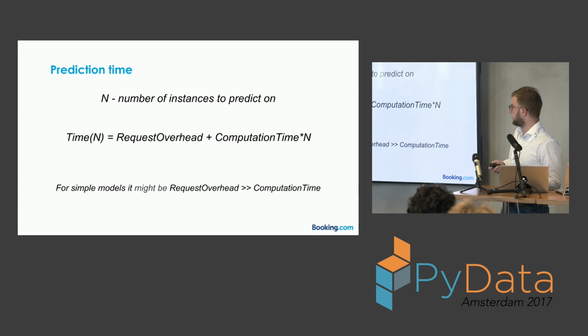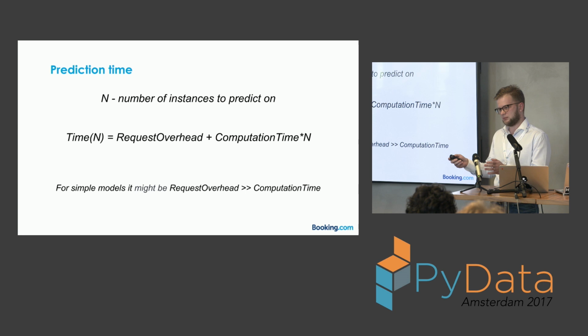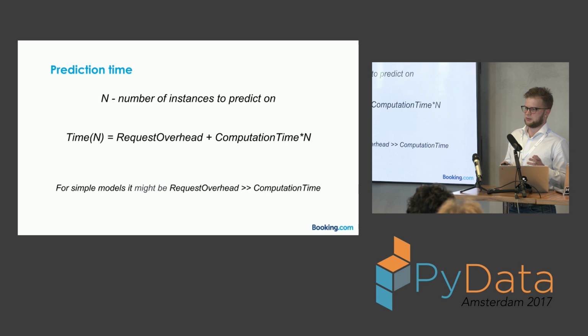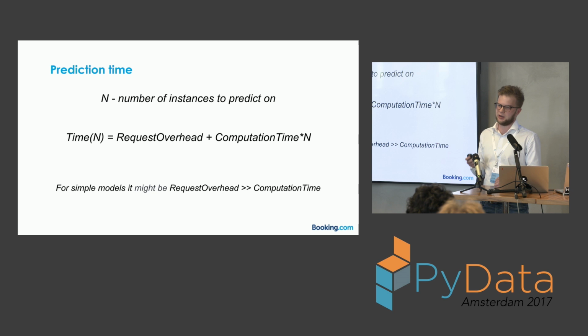Another challenge with deploying the model is that, good, but at the end we want to query predictions. So we want to know the total time it takes to get all the predictions we want. This is a simple formula with request overhead. Here I mean the time it takes to encode features, to send them, and to decode the predictions if we use any protocol there. And for simple models like logistic regression or deep and wide, request overhead can be much higher than the actual computation time.